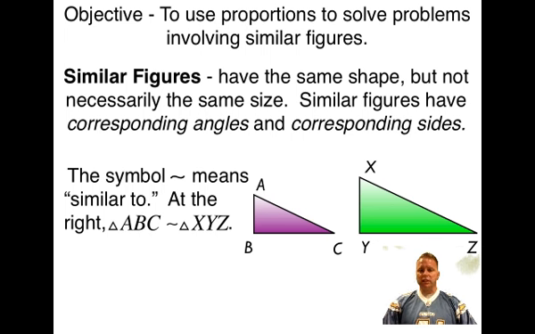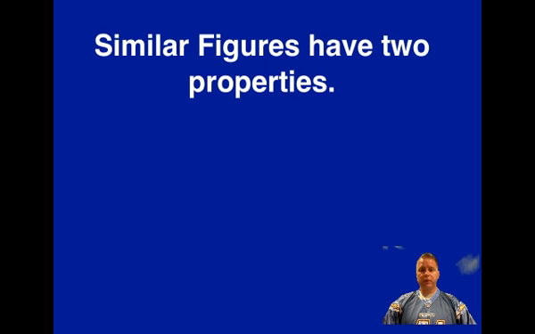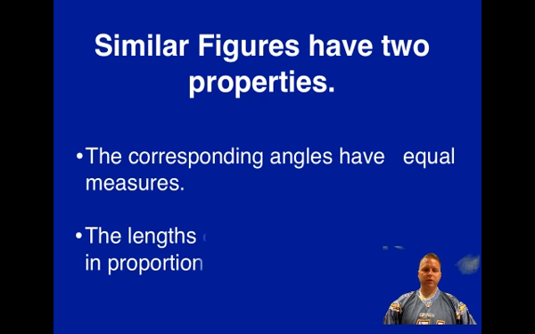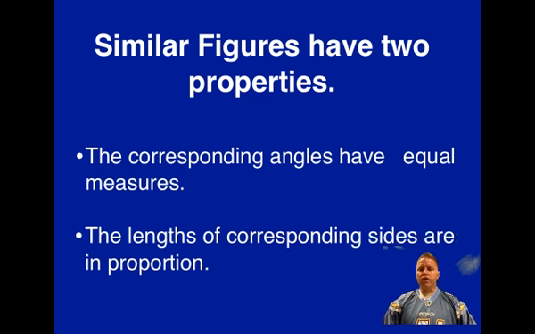The symbol that kind of looks like a little squiggly snake means similar to. At the right, we have triangle ABC is similar to triangle XYZ. Similar figures have two properties. The corresponding angles have equal measures, meaning they're the same number of degrees. The lengths of corresponding sides are in proportion. So they're not necessarily equal, they're proportional.